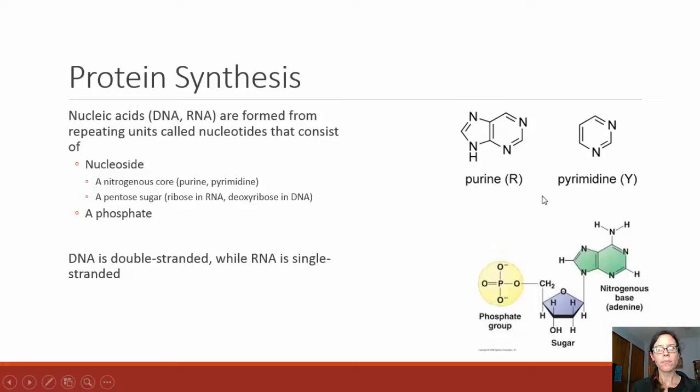And the difference between a purine or a pyrimidine nucleic acid is that pyrimidines have a six-membered nitrogen containing ring, while the purine has a five-membered and a six-membered nitrogen containing ring stuck together.